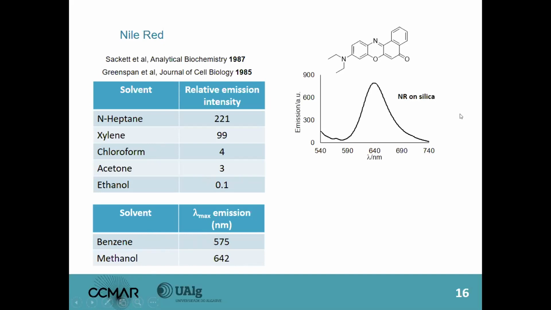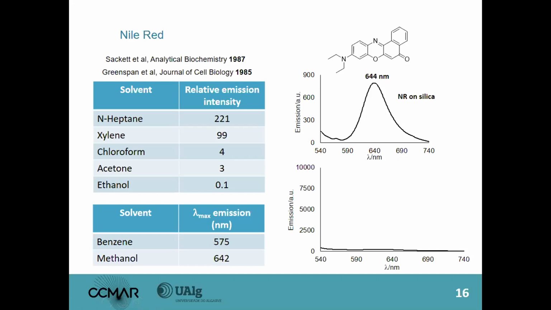So this is the spectrum we obtained on silica surface. Silica is a surface similar to sand, so it is relatively polar. Nile red has a maximum emission at 644 nanometers. On salt surface, we got a low intensity emission, but you should compare the two emission intensities, because they are in different scales. But anyway, the emission on salt is quite small.